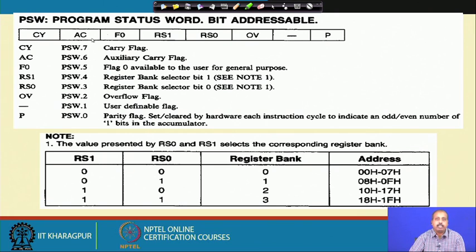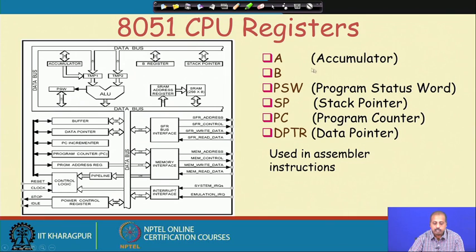When you are doing an addition or subtraction operation, if a carry is generated from bit number 3 towards bit number 4, then this auxiliary carry will be set. And the carry flag is CY. So if the overall 8-bit addition or subtraction type of operation generates a carry, then this carry flag will be set.